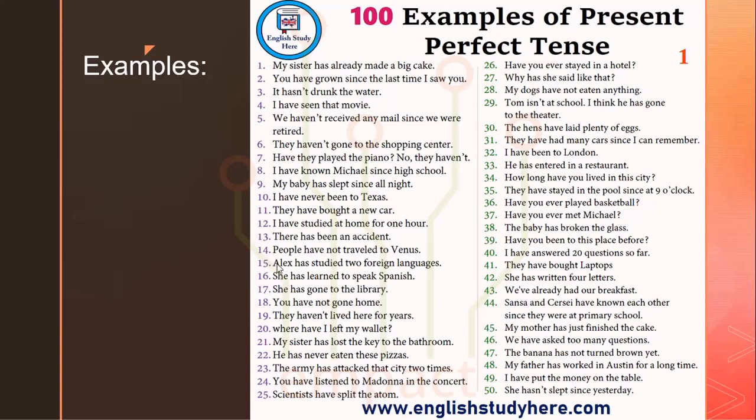Very good. What about 15? Alex has studied two foreign languages. Two foreign. This G is silent. Okay. Two foreign languages. Can we come back to the question? Yes, why not? And then negative. Has Alex studied two foreign languages? This is the question. What about negative? Alex hasn't studied two foreign languages. Thank you so much. Well done.